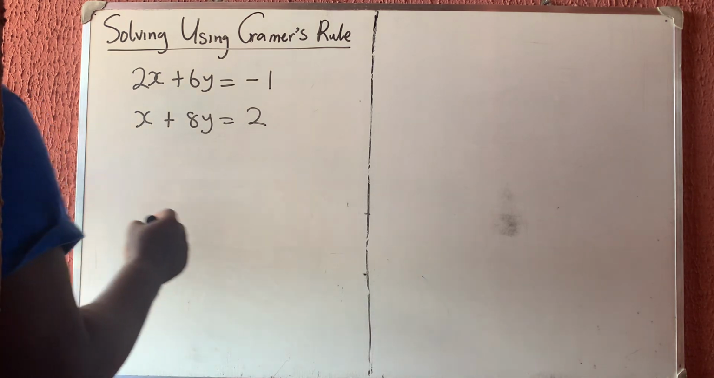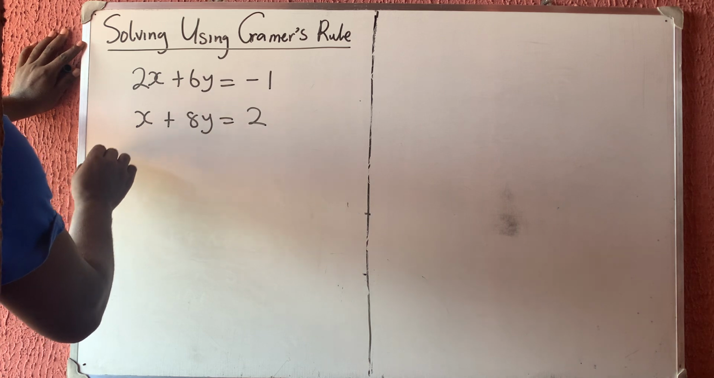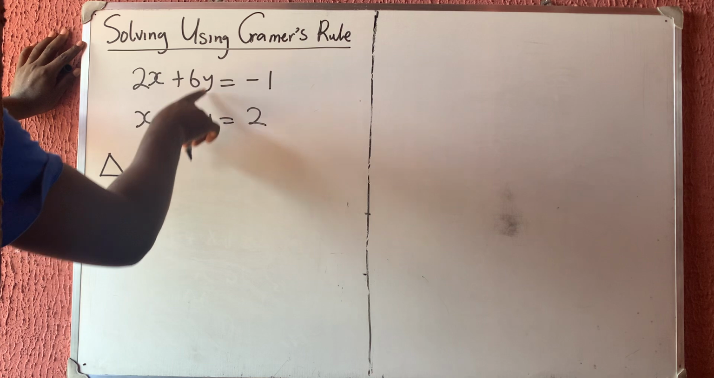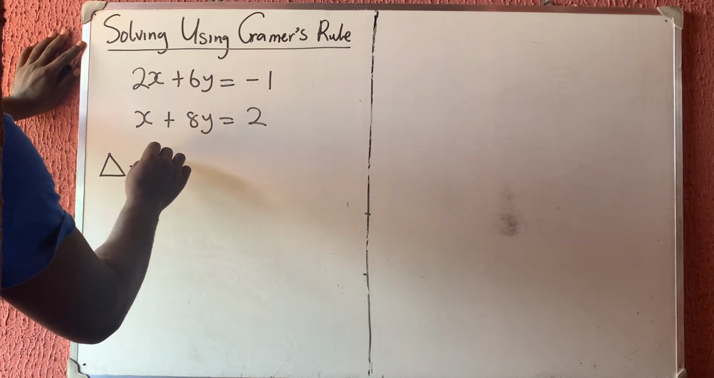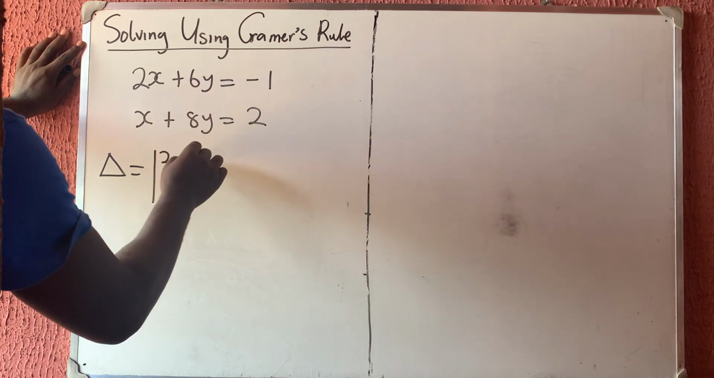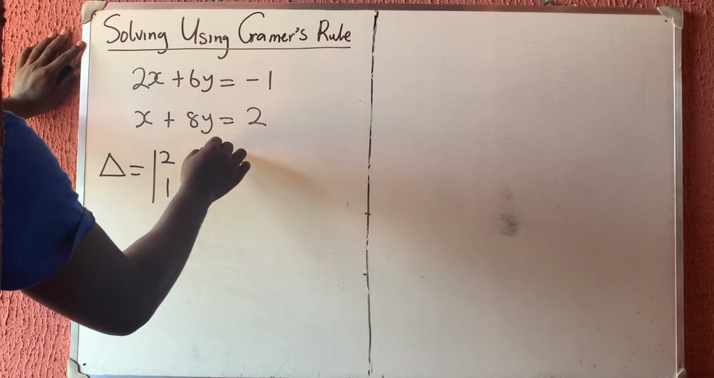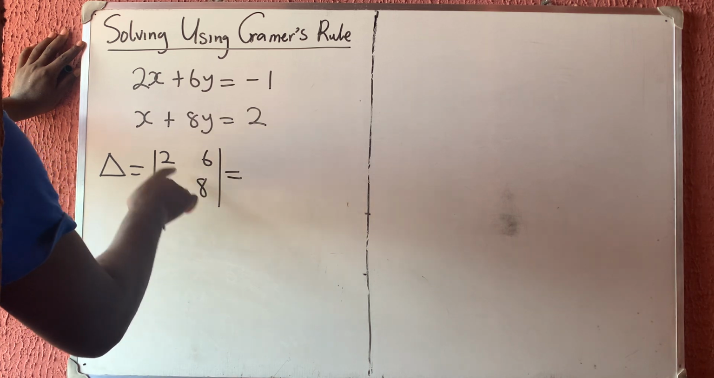Okay, the first thing we get is the change, or the determinant Δ. Change is simply the matrix of the coefficients of the variables. So the coefficients are 2, 6, 1, and what? 8. Okay, so the next thing to get the answer is to get the determinant.